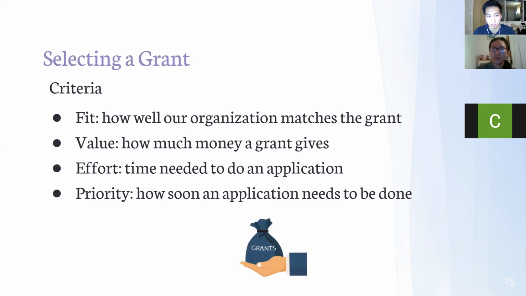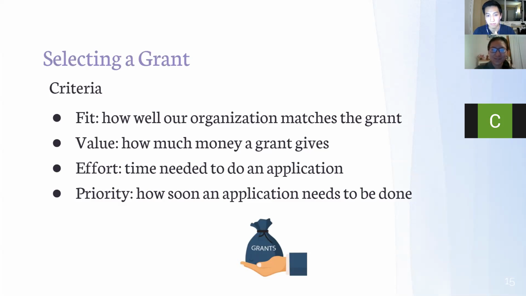The second criterion is value. This is pretty simple to define. It refers to how much money a grant gives. The more money a grant gives, the higher the value. The other two criteria, effort and priority, are a bit more murky to define.